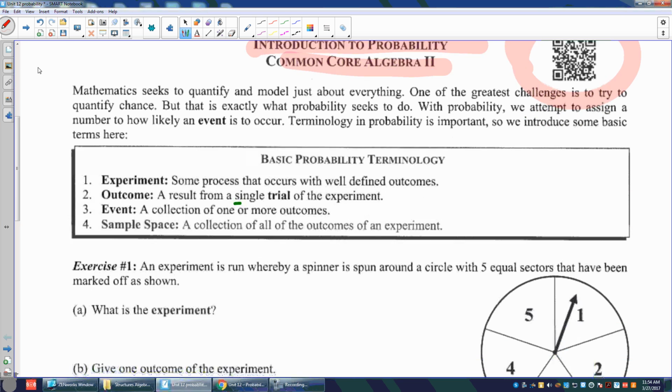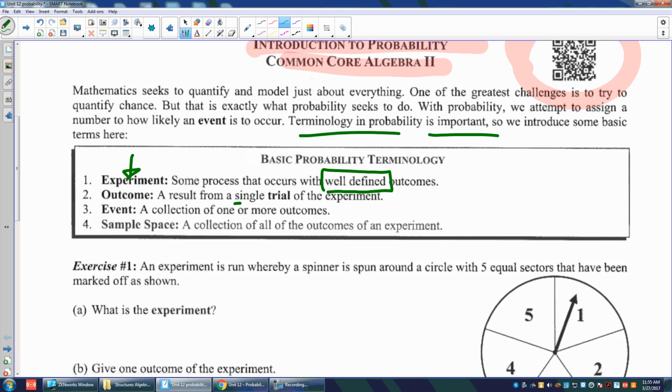So, mathematics always tries to pin things down. We like numerical answers, and that includes the probability of something occurring. So the terminology with probability is very important. We're going to do some basic terms here. Experiment: some process that occurs with well-defined outcomes. We have to know what the outcomes are.